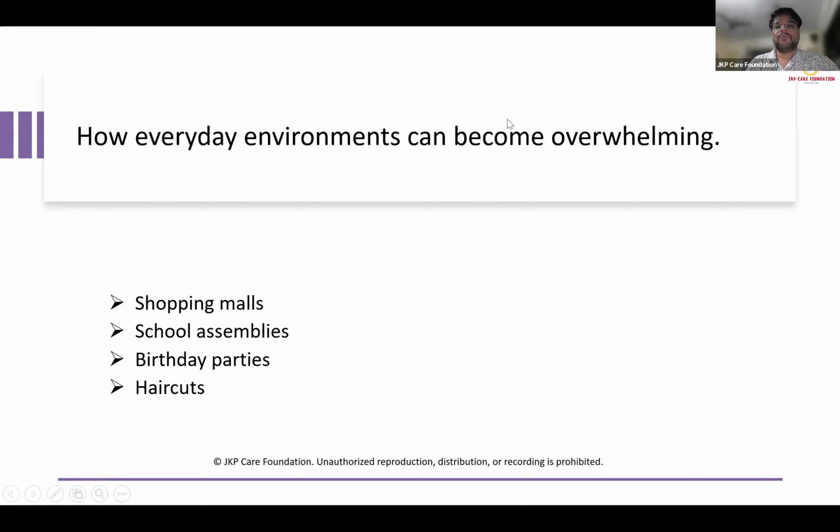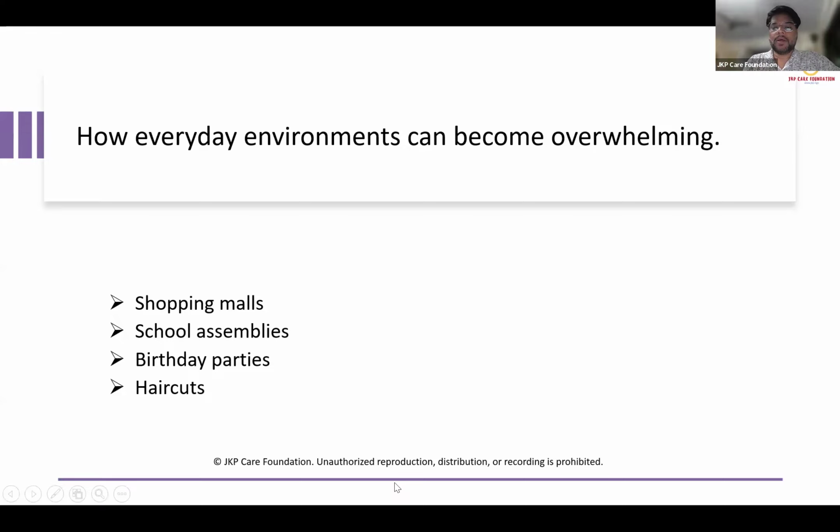How can the everyday environment become overwhelming for a child? Imagine an environment like a shopping mall, school assemblies, birthday parties, or when a child goes for a haircut in a barber shop or salon. Just imagine what the child sees there, and how the senses are working. To give you a visualization, I want to share a 2 minute video.